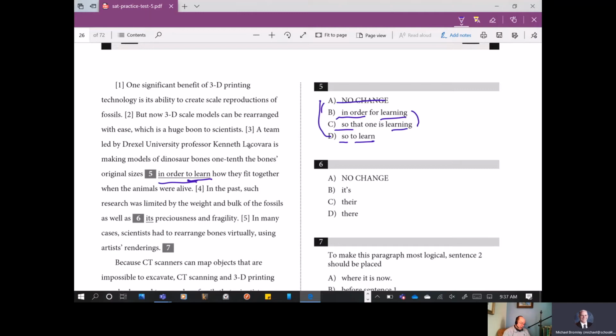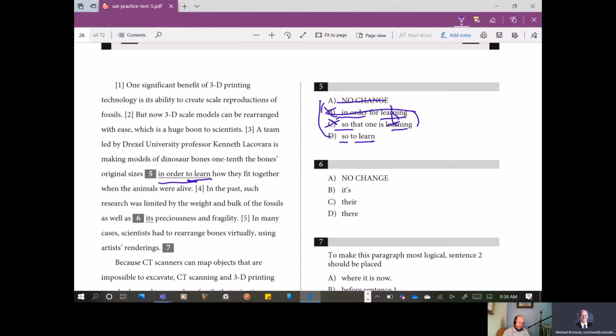A team led by blah blah is making models of dinosaur bones, blah blah blah, in the original size to learn. In the original size learning. No, these are wrong. Get rid of it because we can't have that verb form for learning. That's not a verb. Actually, it's a gerund. It's acting as a noun. The idea of learning is a thing. So they're doing it to learn. So now I've gotten rid of these two, and I've got to say in order to learn and so to learn.